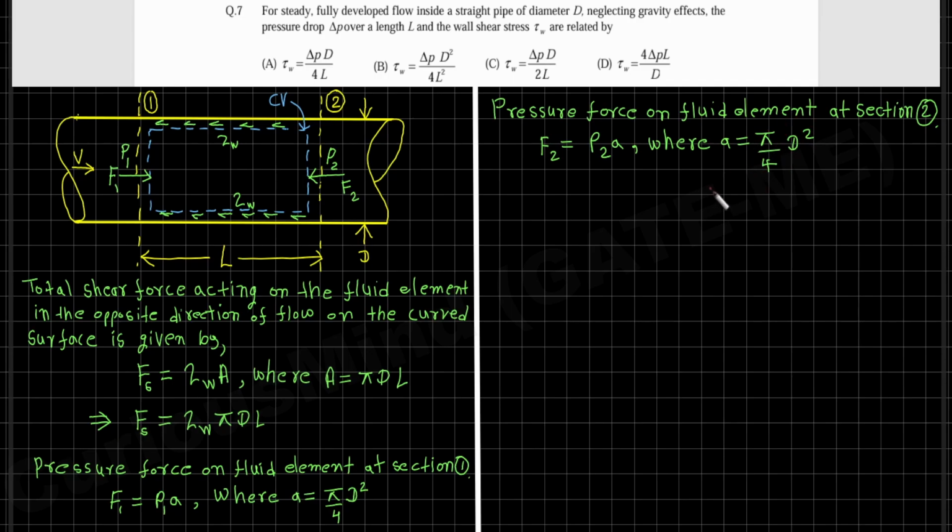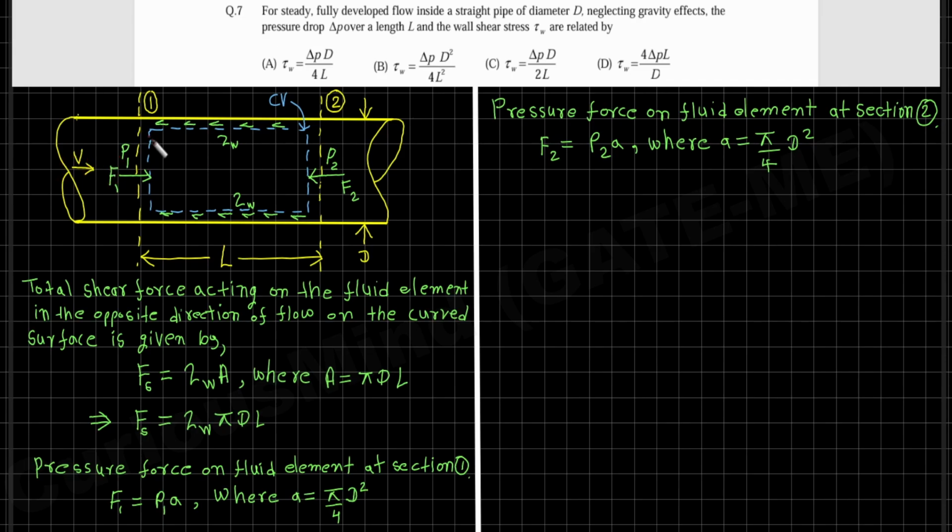Alright, now as we can see here, the flow of the fluid is fully developed inside the straight pipe, and the condition of the flow is steady state. Therefore, there is no acceleration of the fluid element. In other words, the fluid element moves with a constant speed or velocity in the direction of the velocity of flow.